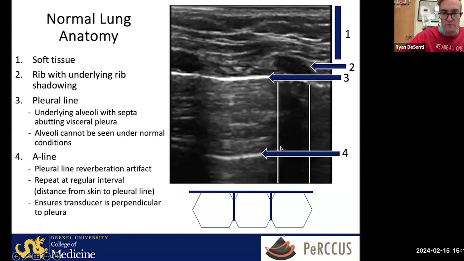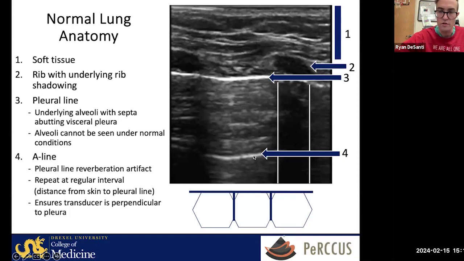And then finally, we have what's called an A-line. This is a reverberation artifact from when the ultrasound waves hit the pleural line, reverberate back towards the ultrasound probe, and do so at differing times. And so this A-line occurs at the same distance from the pleural line as the pleural line is from the ultrasound probe, and occurs at regularly repeating distances if you have sufficient depth.